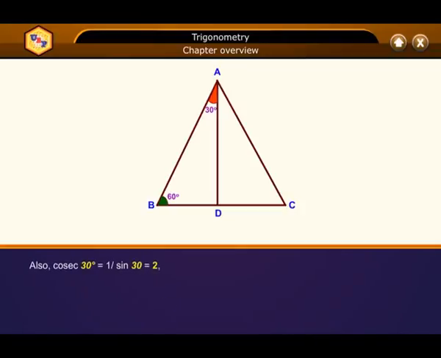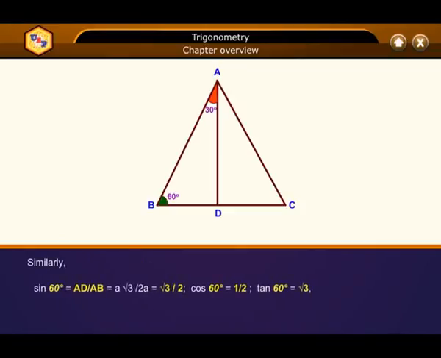Also, cosec 30 degrees is equal to 1 upon sin 30, equal to 2. Sec 30 degrees is equal to 1 upon cos 30, equal to 2 upon square root 3. Cot 30 degrees is equal to 1 upon tan 30, is equal to square root 3.